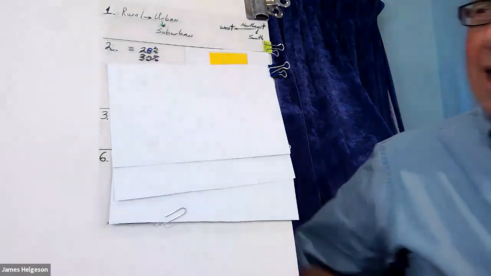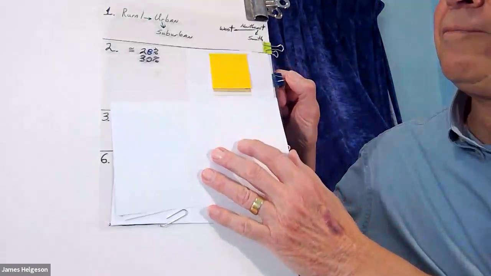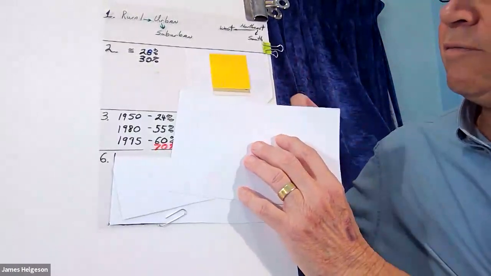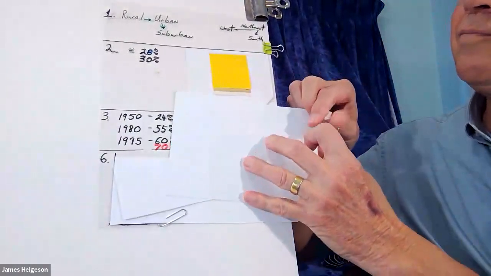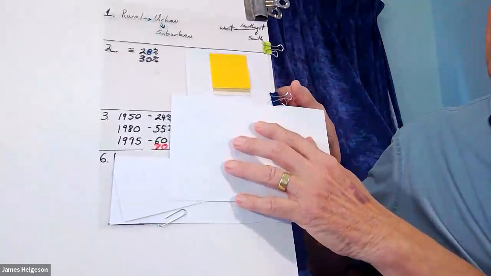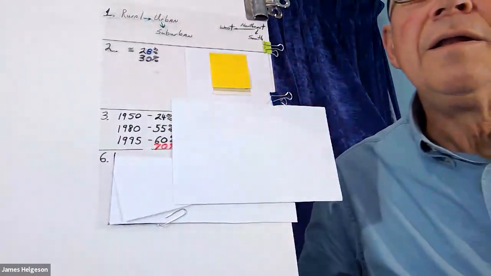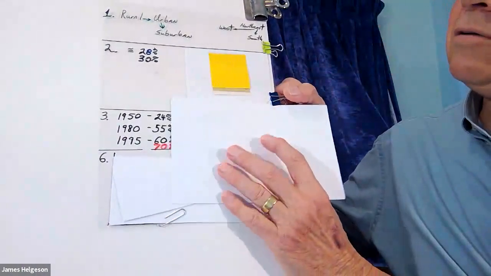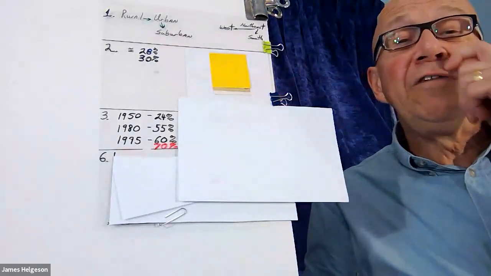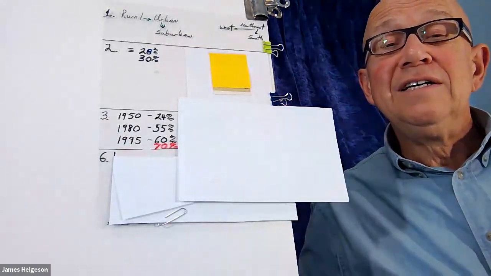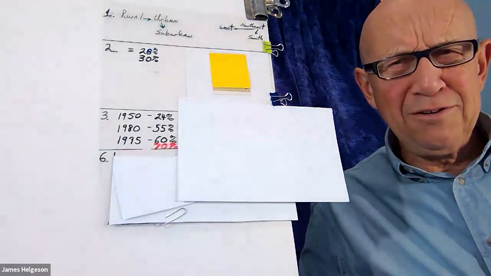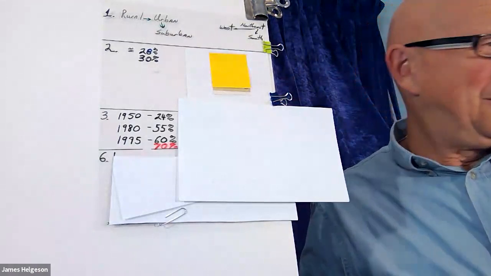Okay. I think you missed that one too. Sorry. Let's see. Number 3. Oh, you've got to get number 3. What's number 3? In 1950, it was about 24%. In 1980, 55. 1995, 60%. Today, maybe 70, although it might have turned a corner a little bit.